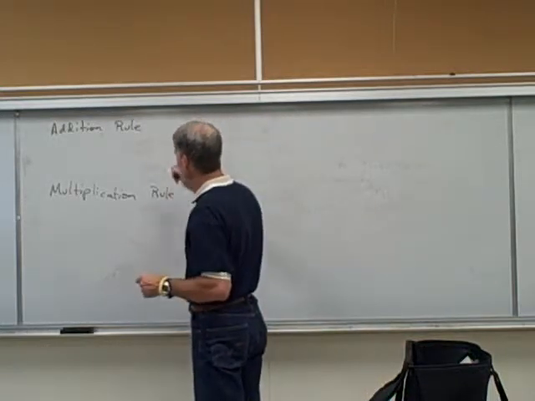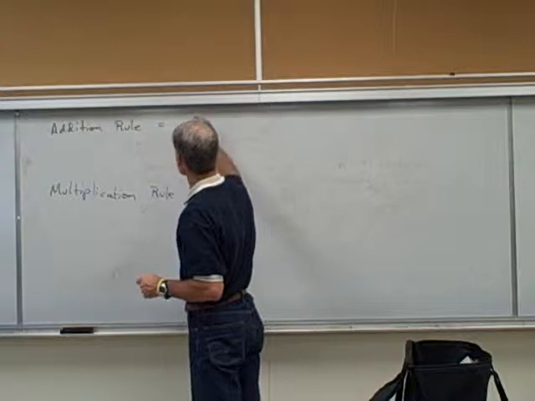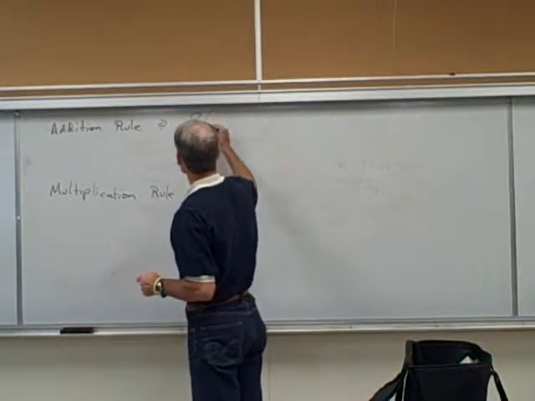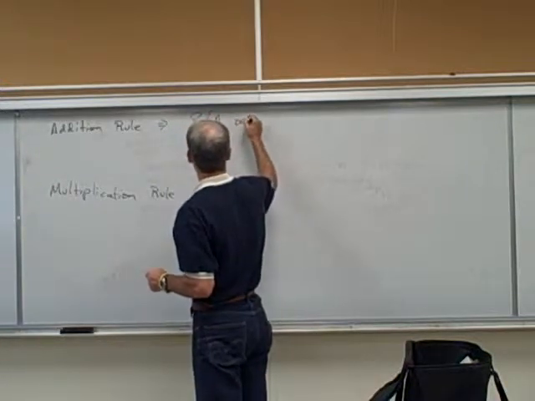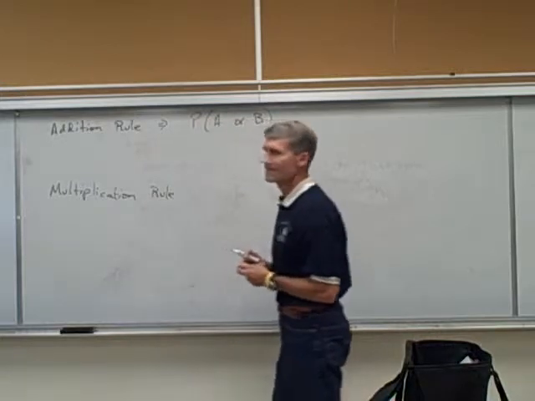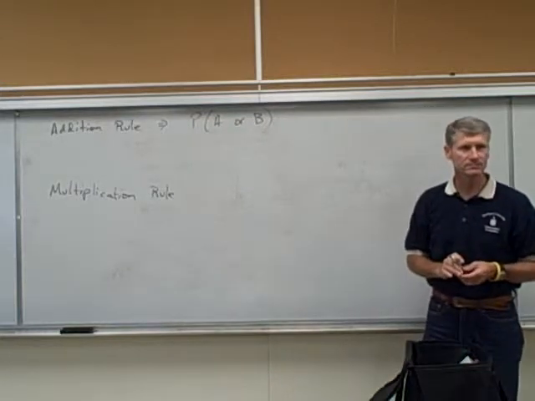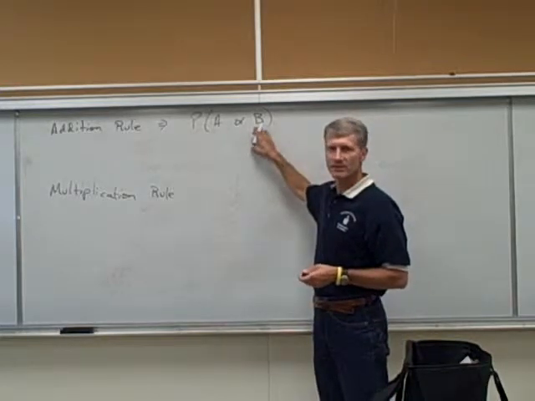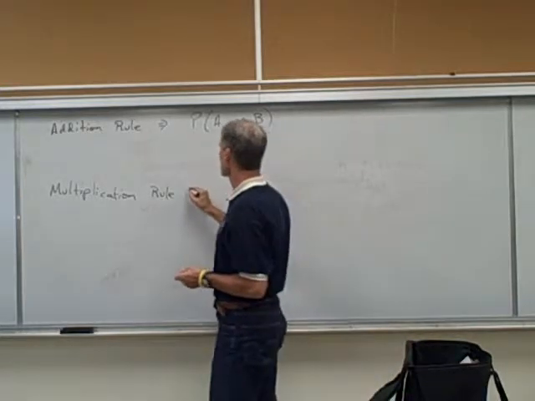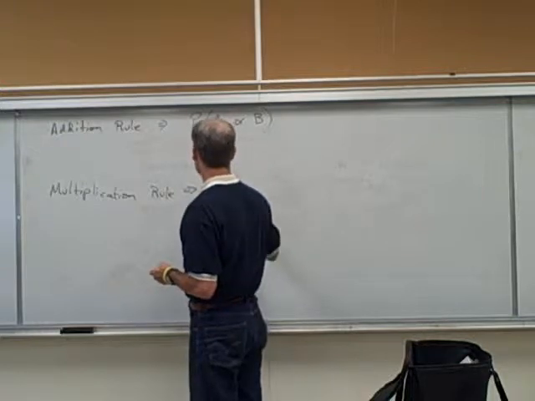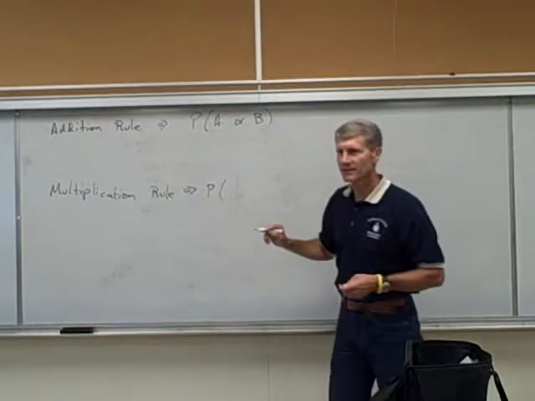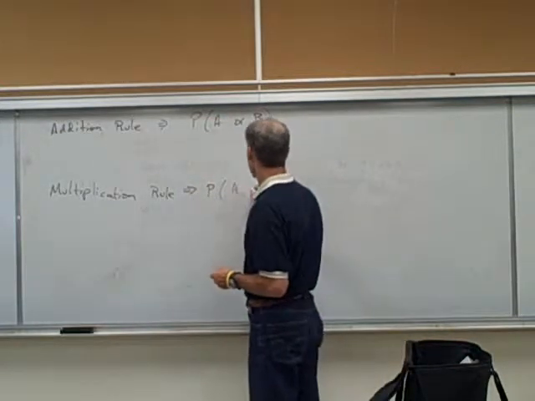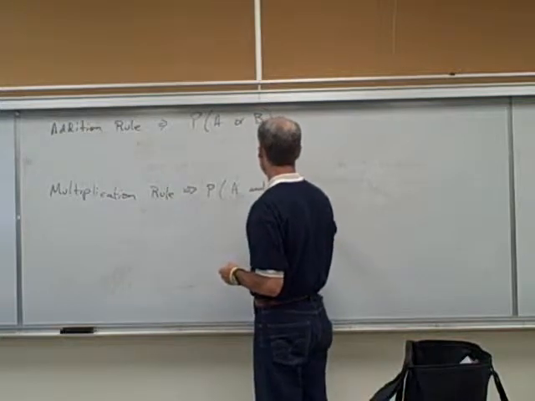So I know that made no sense, so it will as soon as I finish this discussion. The addition rule is used for probabilities like that. Okay? The probability of an OR statement. The multiplication rule is used for, any guesses? AND statements. A and B.